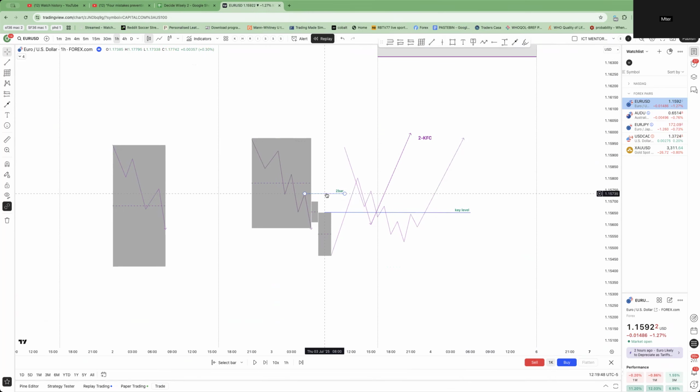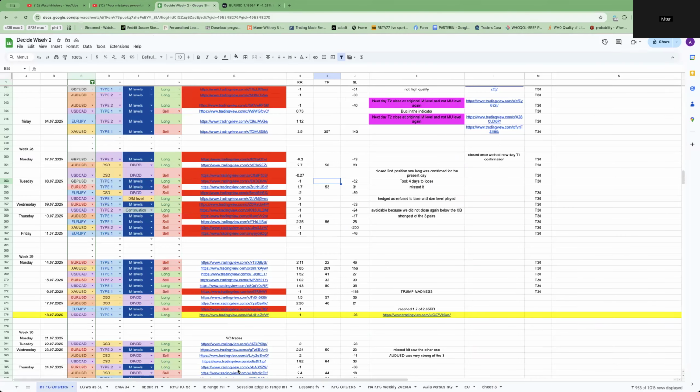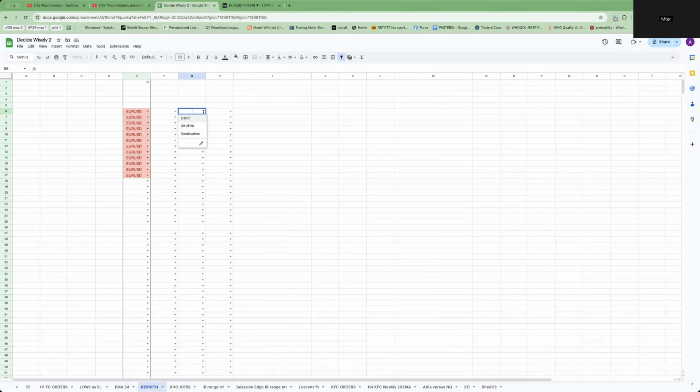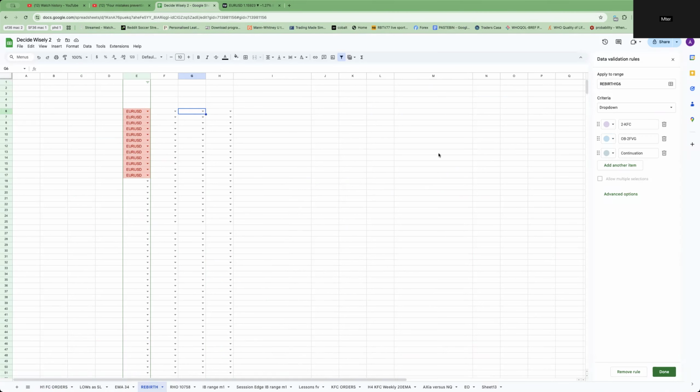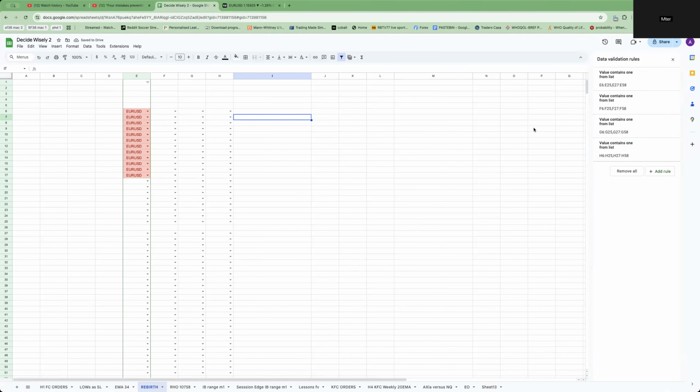So we'll name this first. This is FEG second. That should be second. I think I'm going to name it second OB, so that I'm doing 2 KFC. OB second candle. So that'll be it, and then the other one is 2 KFC.